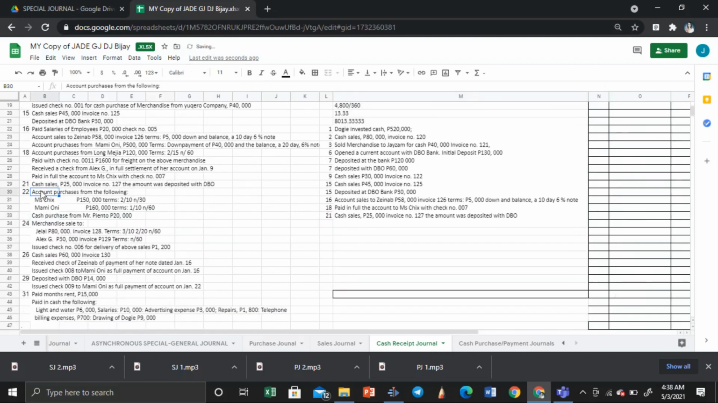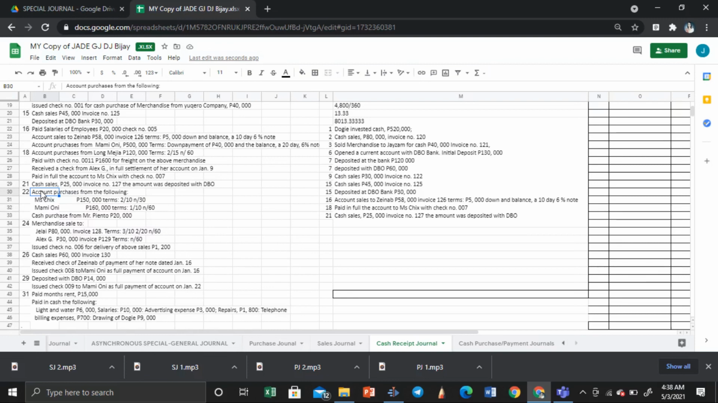Next. Account purchases of the following: Miss Chicks, 150,000, 2 over 10 and over 30. Mami Oni, 160,000, terms 1 over 10 and over 60. Not included. So, all about purchases. Cash purchase from Mr. Piento, hindi rin po kasama. Yung 20,000 niya, is not included.